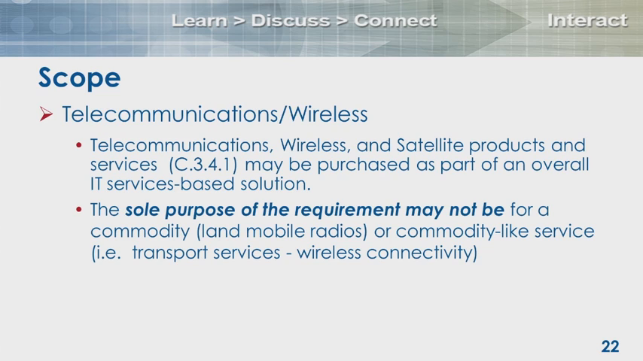These GWACs also allow telecommunications and wireless and satellite products and services, as long as they are part of the solution. Okay. Remember, these GWACs are not for commodity buys. If you want commodity buys, you can use Schedule 70, which GSA offers.